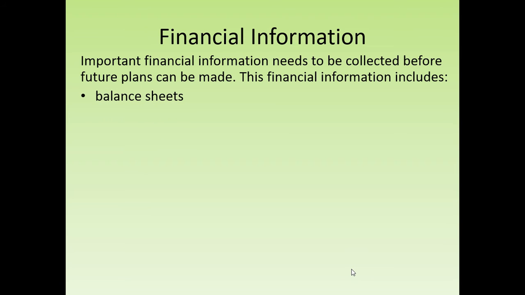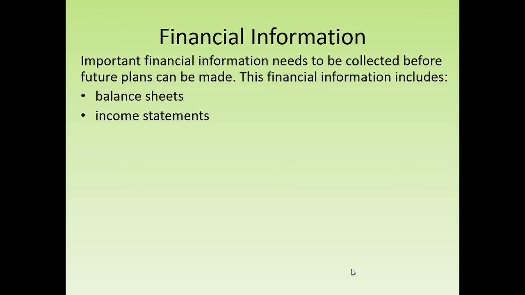Type of things that you need to collect before you can make your plans: your balance sheets. The balance sheet is basically a tabular form of the accounting equation. Remember, assets equals liabilities plus owner's equity. The balance sheet tabulates all the things that the company owns, all the things it owes, and the difference is what the owner has tipped into it.